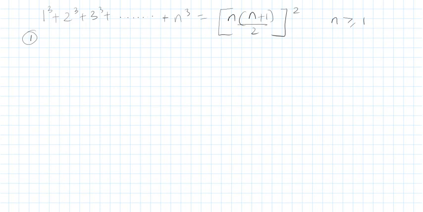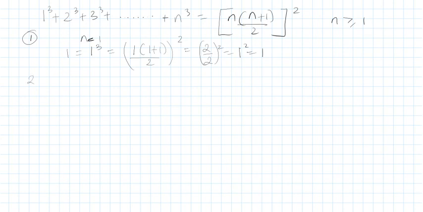So if we take n equal to 1, that means the first term, so that's 1 cubed, is equal to, replacing in the formula here, 1 multiplied by 1 plus 1, divided by 2, all squared. That gives you 2 over 2 squared, which is 1 squared, which is 1. So you do get 1 is equal to 1. 1 cubed is 1. So the formula works when we replace n by 1.